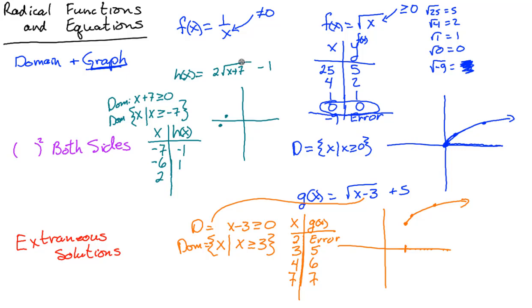2 plus 7 is 9. Square root of 9 is 3. 2 times 3 is 6. Minus 1 is 5. So the point (2, 5). So yeah, you can tell it's just a little bit steeper, but that's what it looks like right there.